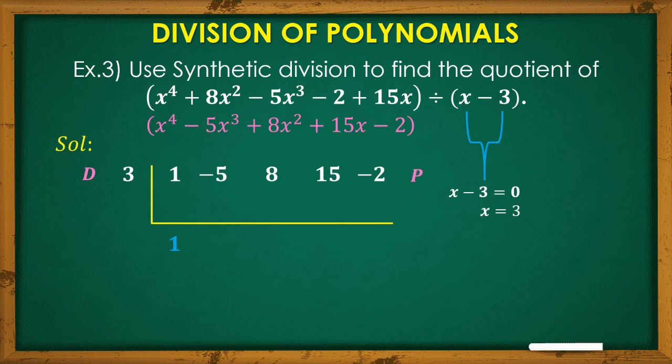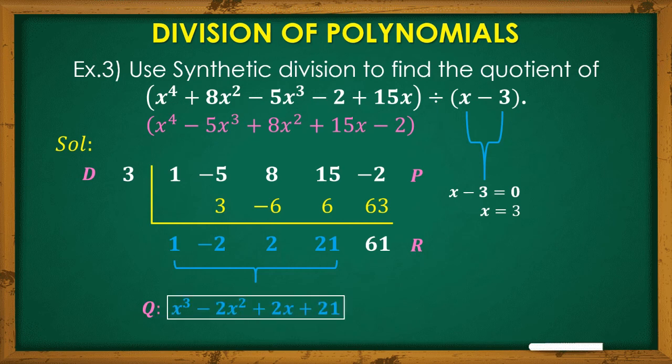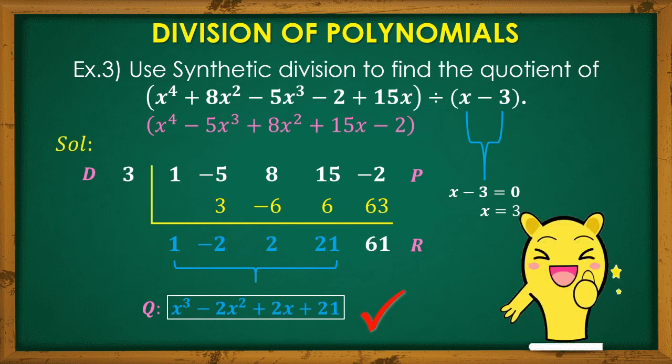Bring down 1. 1 times 3, 3. Negative 5 plus 3, negative 2. Negative 2 times 3, negative 6. 8 plus negative 6, 2. 2 times 3, 6. 15 plus 6, 21. 21 times 3, 63. And negative 2 plus 63 is 61. We have a remainder. For our quotient, the highest degree is 4 minus 1. The highest degree for our quotient is 3. Therefore, the quotient is x cubed minus 2x squared plus 2x plus 21.